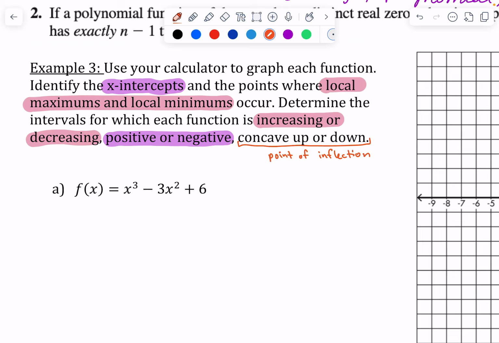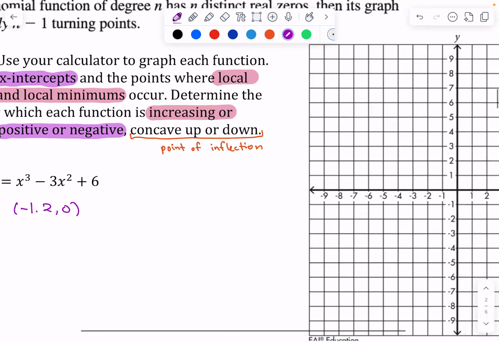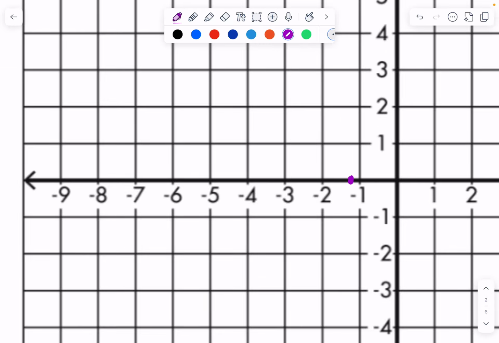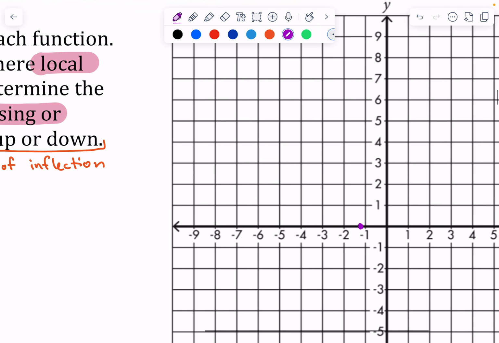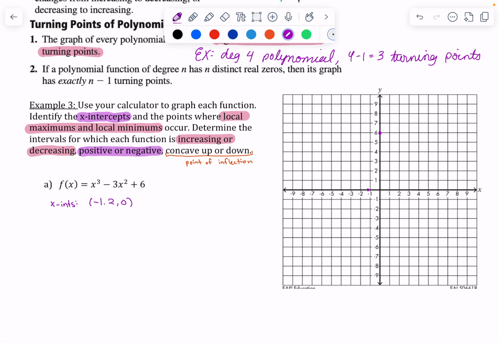So first thing is x-intercepts. If I want to find the x-intercepts using my calculator, I'm going to hit menu, analyze, and 0. And then you're going to highlight to the left and to the right of the x-intercept that you see, and your calculator should say that the x-intercept is negative 1.2, comma 0. So I can come over here, and I can graph that point. This didn't ask us to determine the y-intercept, but let's just graph it. The y-intercept is 0, 6.